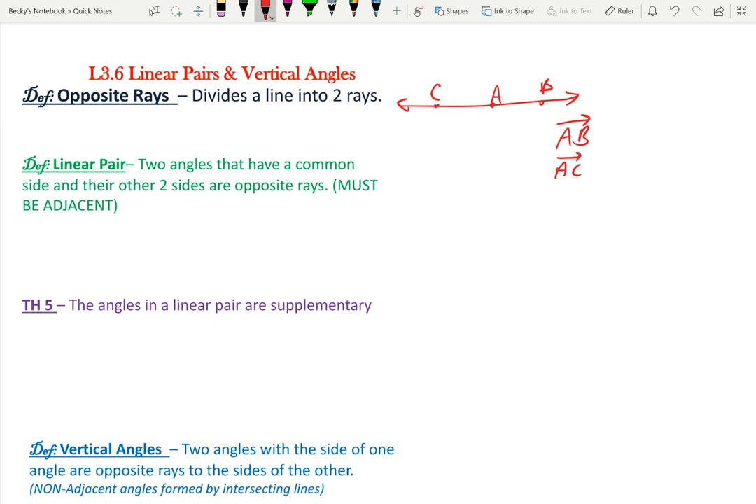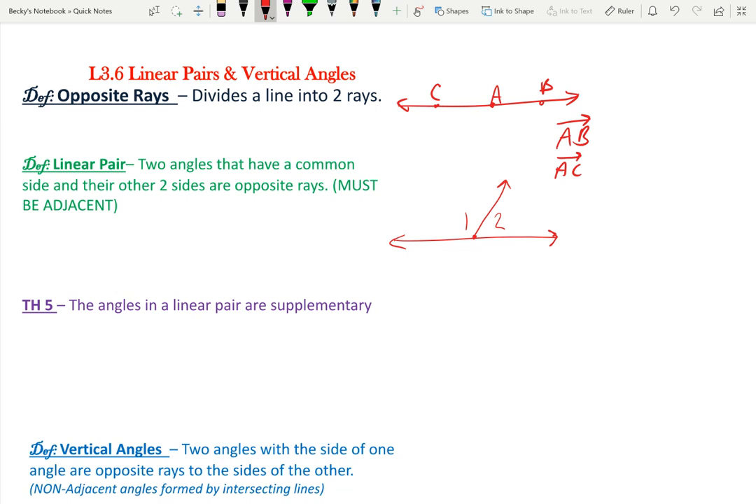It's very similar to supplementary angles, but if you remember back to the previous lesson, supplementary angles could be adjacent or non-adjacent. But with linear pair angles, we now have a picture that has to look something like this. You have to have two angles that share a side and share a vertex. The book definition is two angles that have a common side and their other two sides are opposite rays. So it fits both definitions.